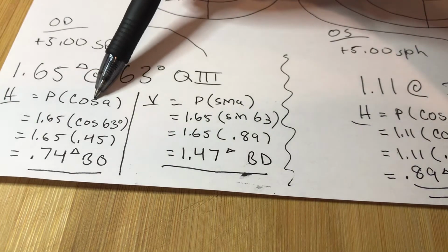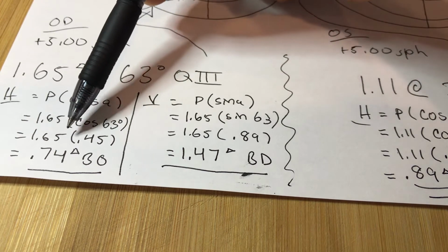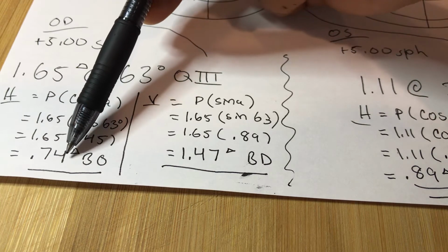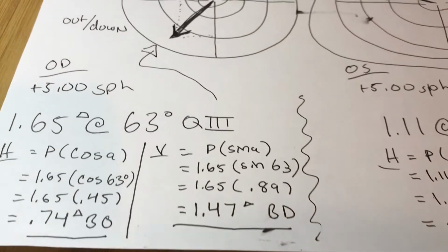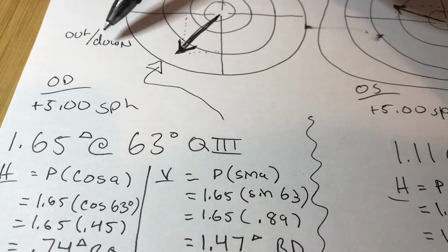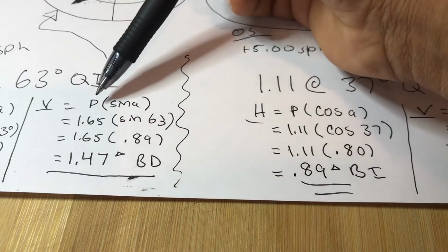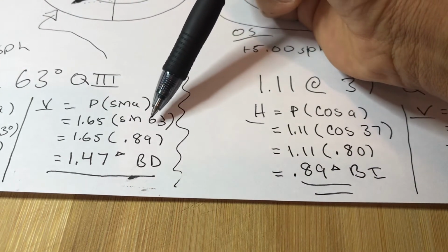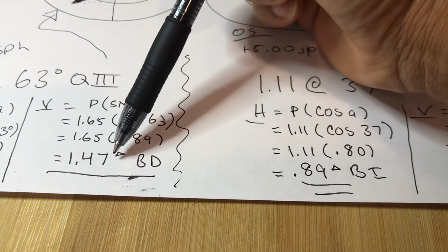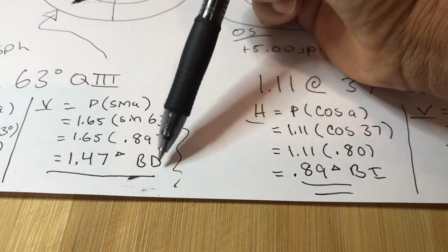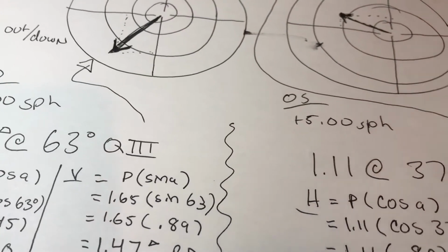The prism times the cosine of the angle, so 1.65 times the cosine of 63, 1.65 times 0.45. It then gives us 0.74, and it has to be base out because a right eye quadrant 3 is out and down. In the vertical, prism times the sine of 63, 1.65 times 0.89 gives us 1.47, and that has to be base down, again, because we're out and down in quadrant 3.